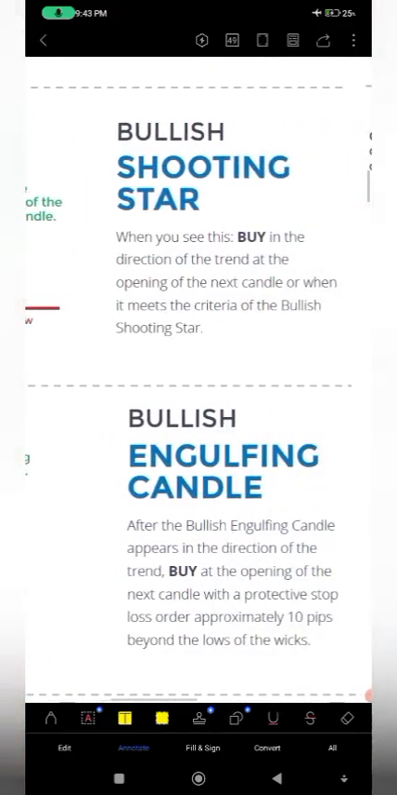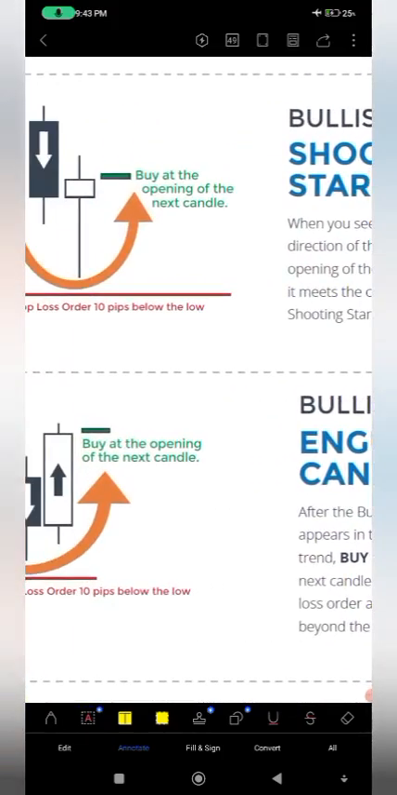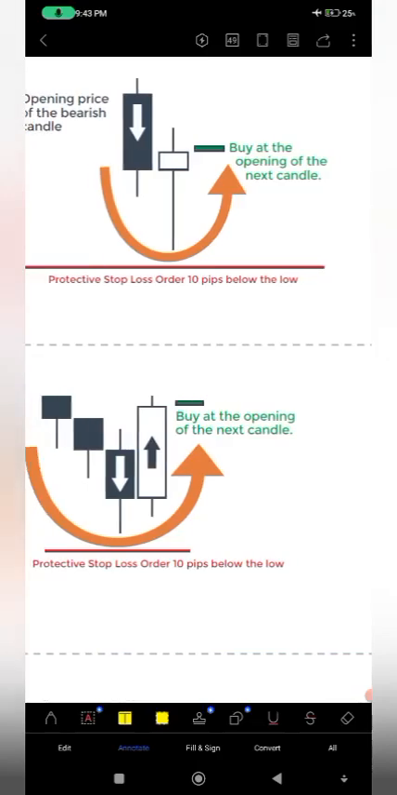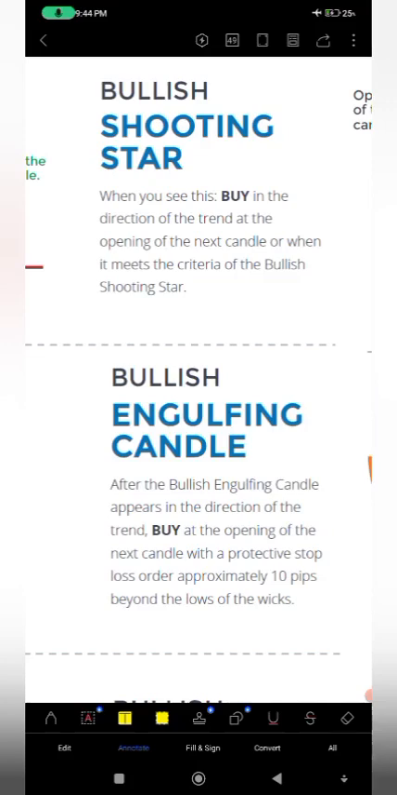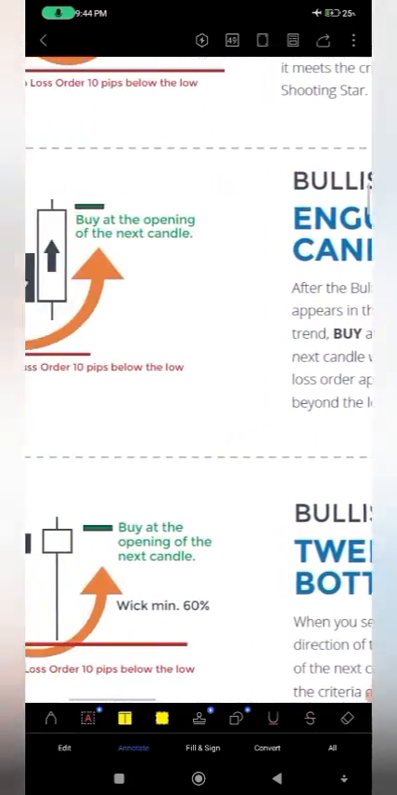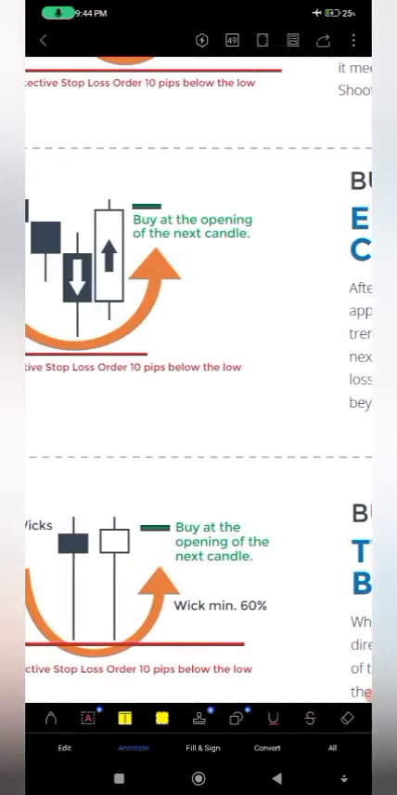So we're having the bullish engulfing candle. Bullish engulfing candle, like I've explained, is actually rejection of low prices, and then we're seeing that the next candlestick engulfs the previous candlesticks. So that is what we see here. After the bullish engulfing candle appears in the direction of the trend, buy at the opening of the next candle with a protective stop loss. So this is how it's done with the engulfing pattern.